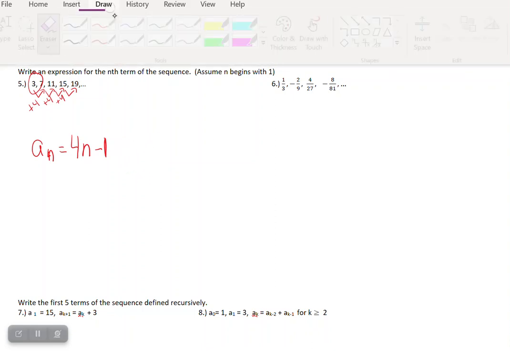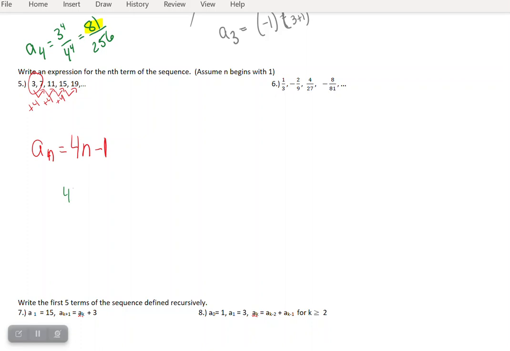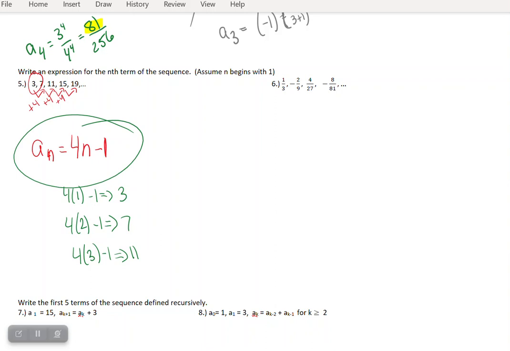So let's make sure that makes sense. If I put a 1 in here, 4 times 1 minus 1 equals 3. That checks out. 4 times 2 minus 1, that's 8 minus 1, that gives us 7. So far, it's looking pretty good. 12 minus 1 gives us 11. So we're going to use that as our generic expression for our sequence.